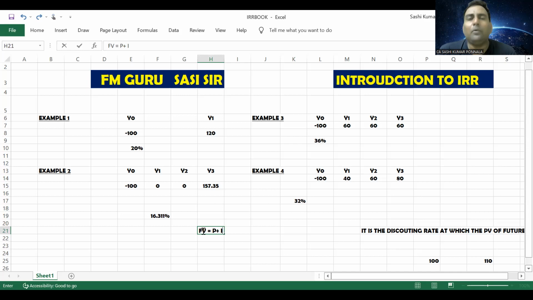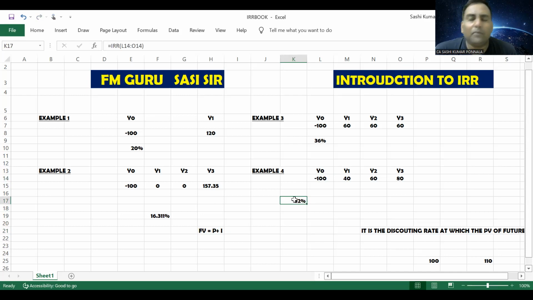Next. So what is the importance of computing the IRR? See, take this example. You are investing 100 today to get return for a period of how many years? 3 years. How much return are you getting now? 32%.